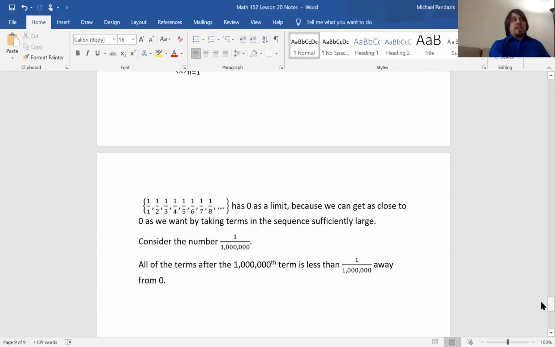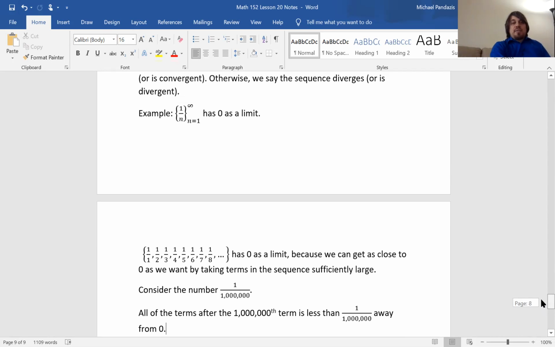You could choose 1/3,487,000, 1/7,587,081,005, right? Any number you want, no matter how small it is, all you have to do is go far enough out into the sequence, and all the terms after that term will be less than that away from 0. And so that's the meaning of saying 0 is a limit of that sequence. Okay? So this sequence has 0 as a limit.